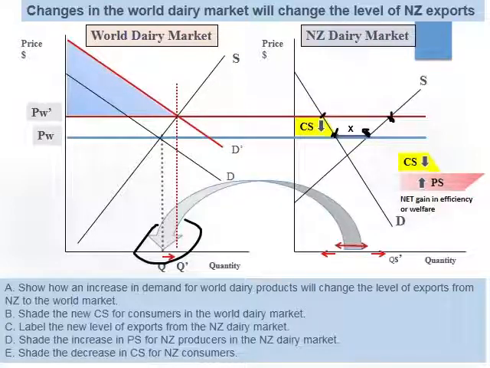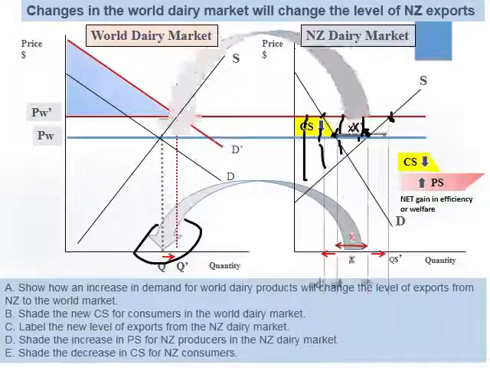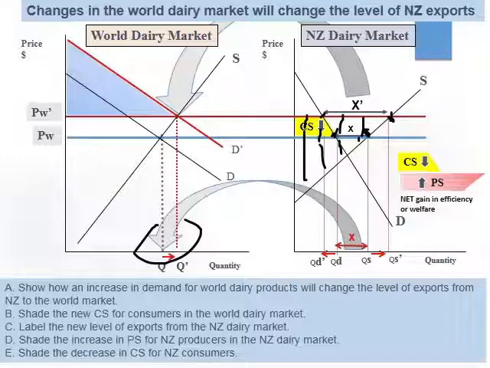Who loses? Well, we can see that consumer surplus decreases in New Zealand. That's where our focus is, in New Zealand. And so the prices increase, so consumers pay higher prices, so their surplus will decrease. But producers, on the other hand, New Zealand producers, well, you can see that this is how much they were getting before, but this is going to increase to there.